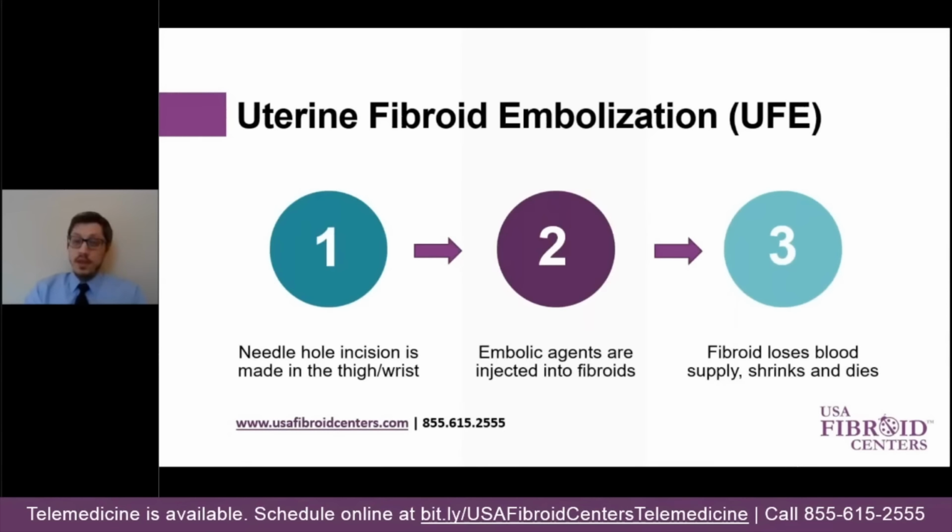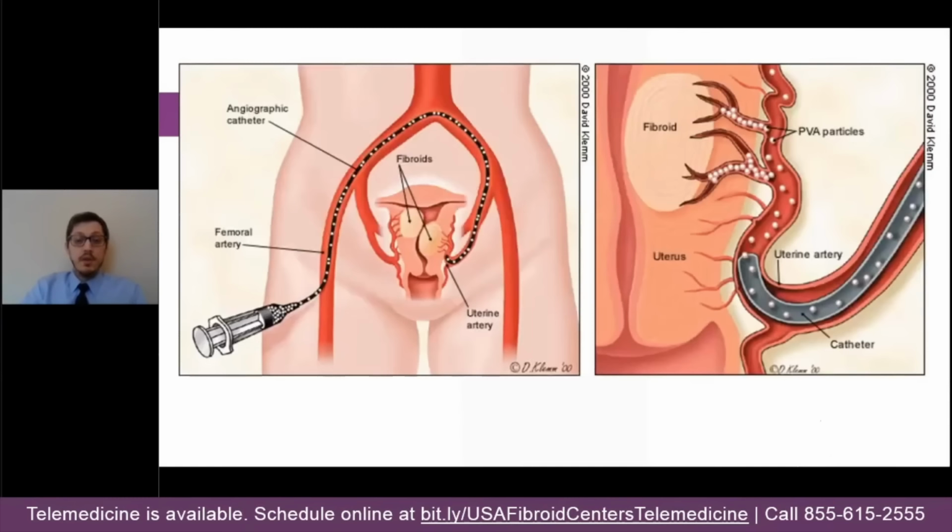We thread a long, thin catheter. This plastic catheter is less than 2 millimeters in diameter. It goes through the blood vessels on the inside. The patient doesn't feel that. And we thread that catheter over to the fibroids, where we inject embolic agents to cut off the blood supply to the fibroid. The fibroids lose their blood supply, they shrink down and die, and the rest of the uterus stays happy and healthy.